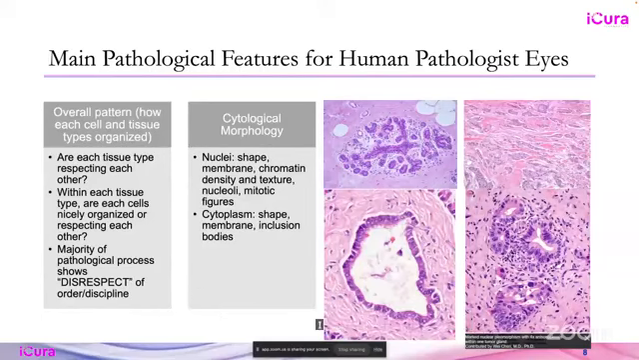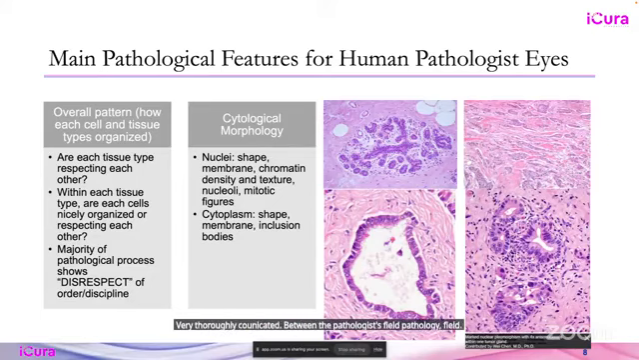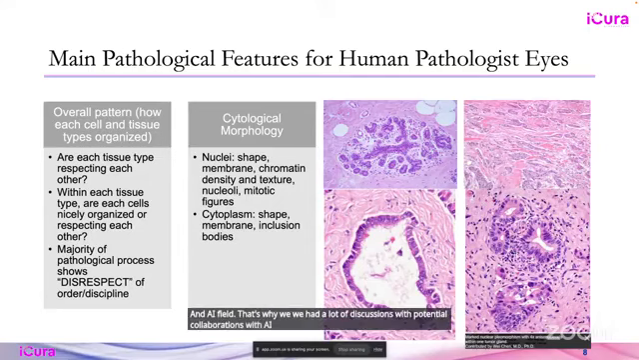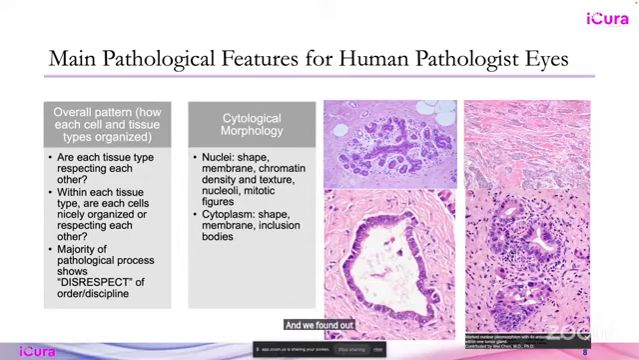I don't think that this has been very thoroughly communicated between the pathology field and the AI field. That's why we had a lot of discussions with potential collaborations with AI companies or teams, and we found out that part is the hardest idea to be delivered, to be crossed over to the other field of specialty in AI, right? Okay.